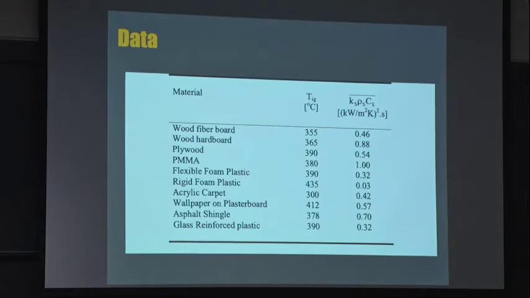So you will find in tables that for different types of materials, you get T ignition and you get K rho C. Okay? Now here we have different types of materials. Now I would like to ask you a question. Why did people die in Rhode Island? Because of T ignition or because of K rho C?